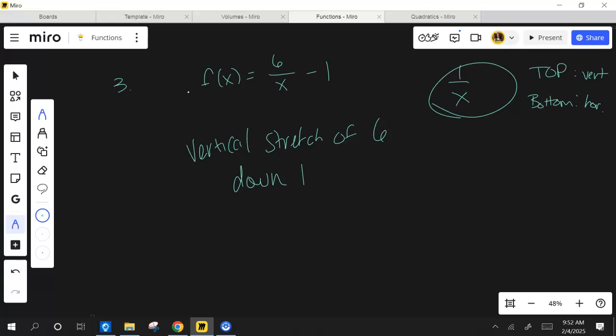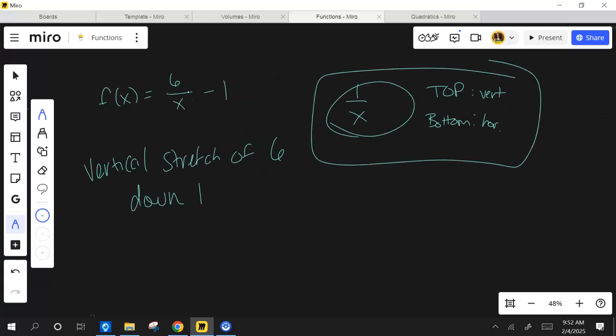This only applies to this function. If there's a number in top, it's a vertical stretch or shrink. If there's a number in bottom, it's a horizontal stretch or shrink.